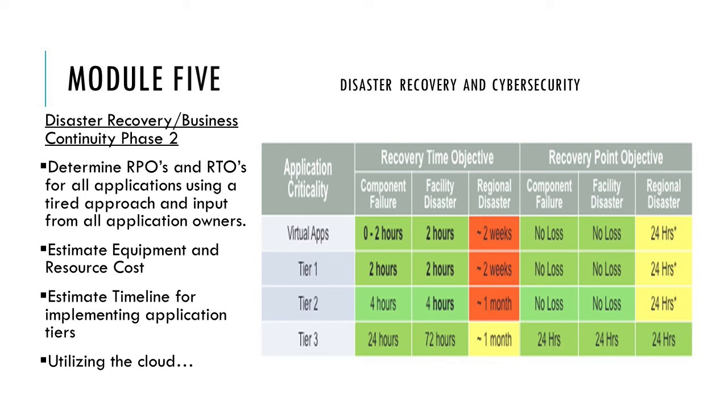Whereas if we go through to our tier 3, which would be like a learning management system, or some of the not as business crucial systems, then it doesn't matter as much how long it takes to recover, just that we do eventually. And of course, during phase 2, we're looking at the estimated timeline for implementing these solutions as well as cost, and potentially utilizing the cloud.